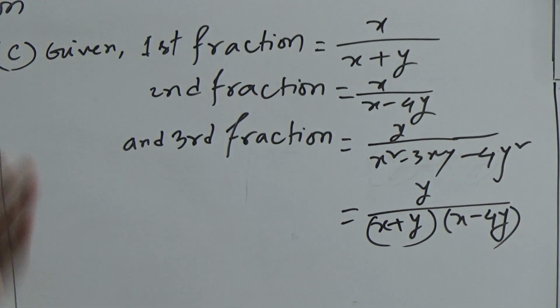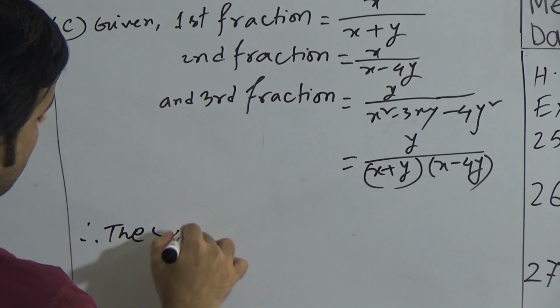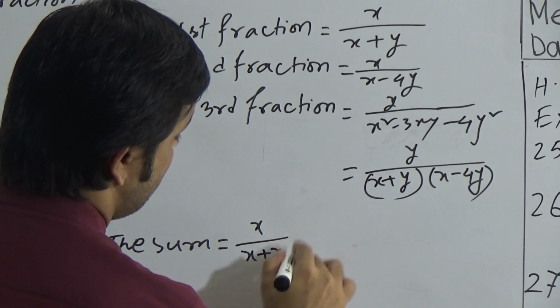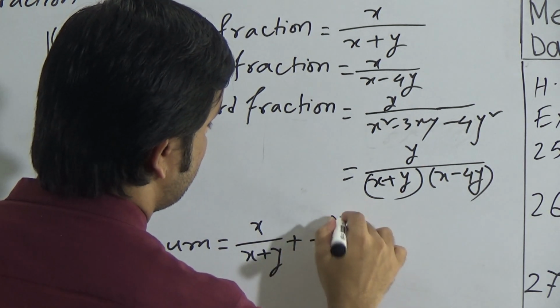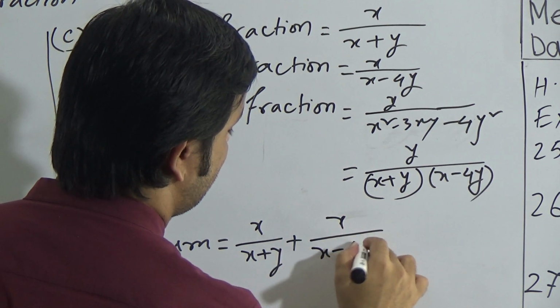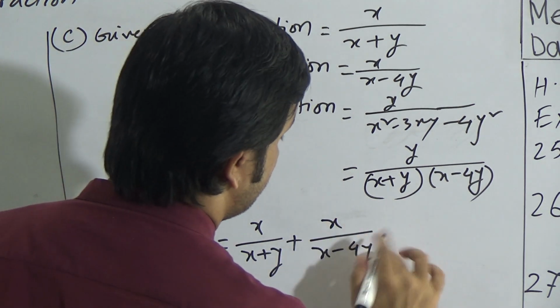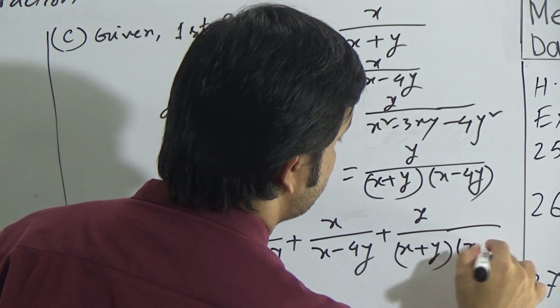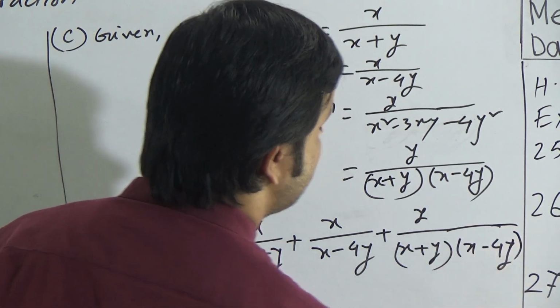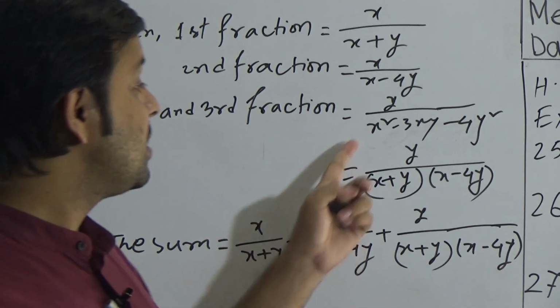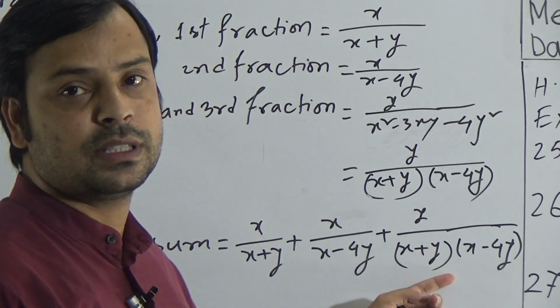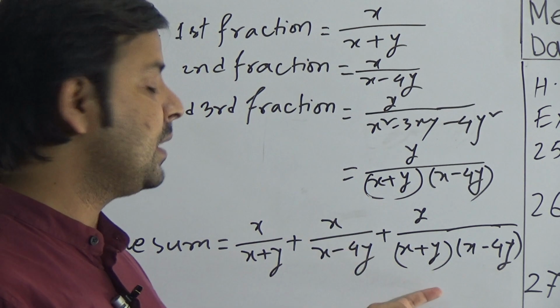Now we have to find the sum of these three fractions. Therefore, the sum means we have to add these three fractions: x by x plus y, plus x by x minus 4y, plus y by x plus y into x minus 4y. Dear students, remember that if you don't factorize the denominator here, you can write this fraction here, and in the next line you can factorize. But I have factorized here, so I have written it directly.